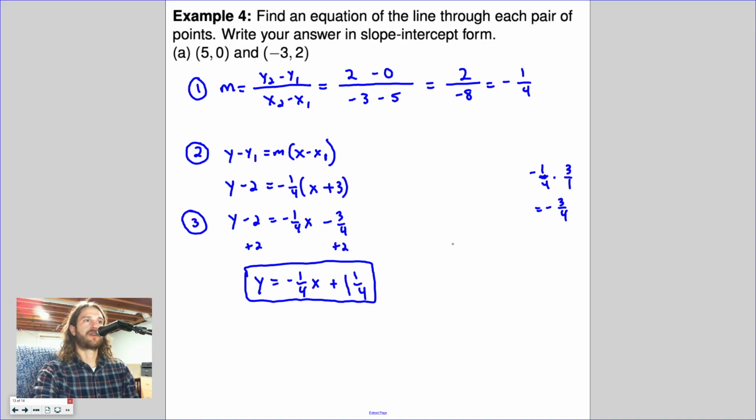So if we choose the point 5, 0 to plug in instead, you end up with y minus 0 equals negative 1 over 4 times x minus 5. And so y minus 0 goes away, just y. And then you have negative 1/4, because we did the distributive property here. Distributing negative 1/4, negative 1/4 x, and this is a negative times a negative, which is a positive. 5 over 1 times 1 over 4 is 5 over 4. But 5 over 4 is 1 and 1/4. So both of them get you the same answer.